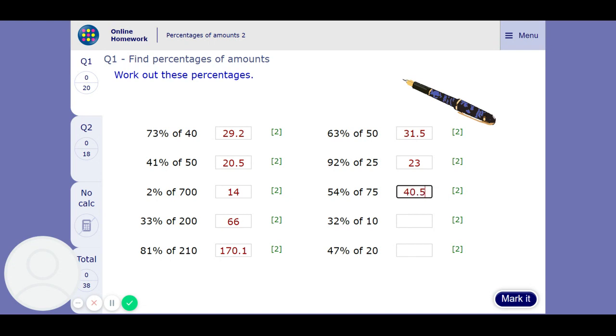So this one's going to be 40.5. This one you're going to work out 10%, 1%, 30%, 2%, and add them up. And similar here, you're going to work out 10%, 1%, 40%, 7%, and add them all up.